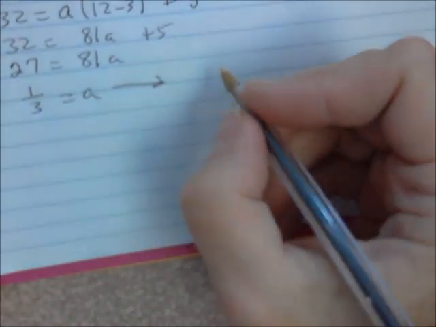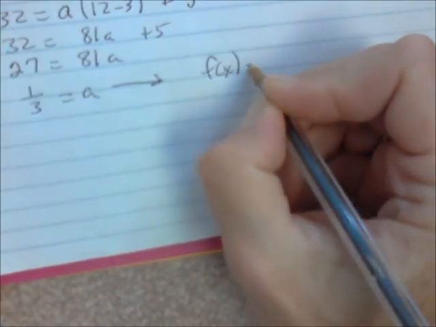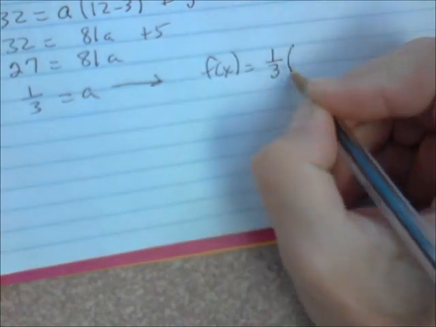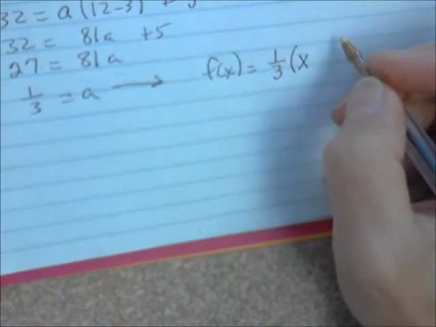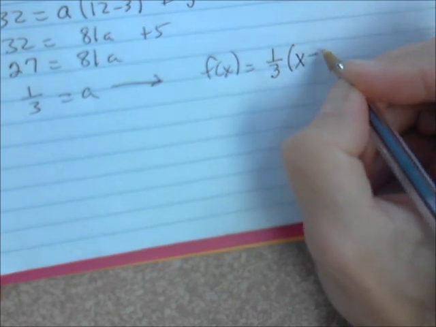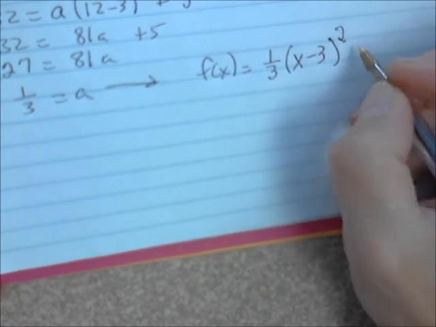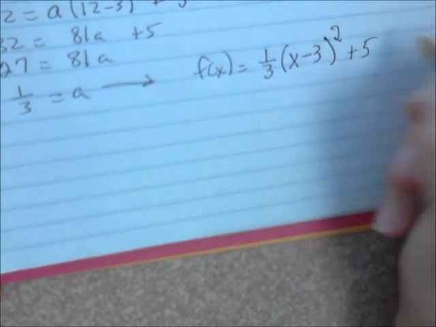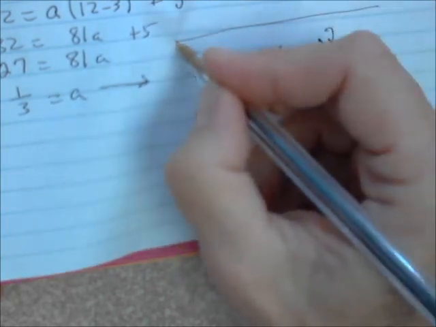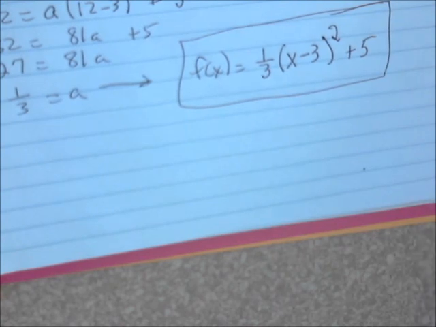And it will go like this. f of x is equal to a, which is 1/3, times (x minus h), now you have to fill in the h value. The h value is 3. We were told that was the vertex, squared, plus 5. That's the k value. And there's your equation. And I think that's it for today.